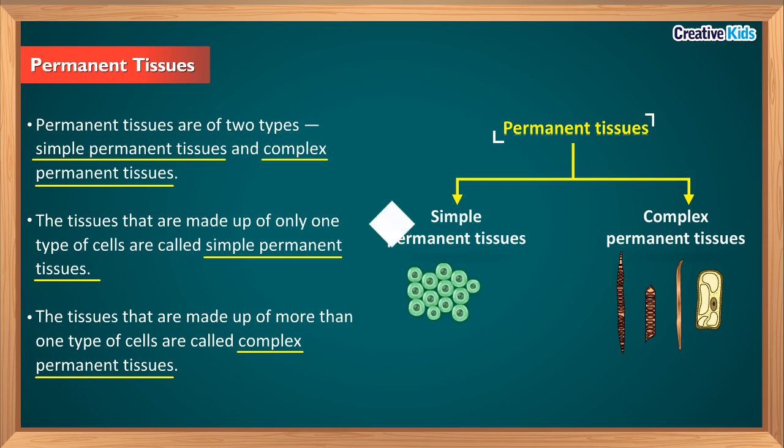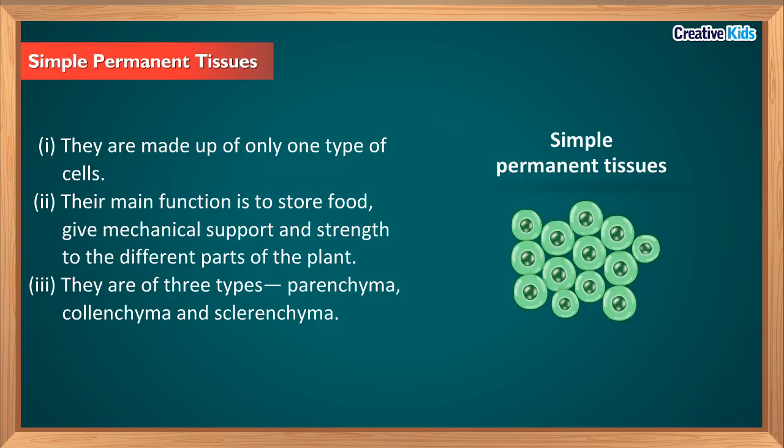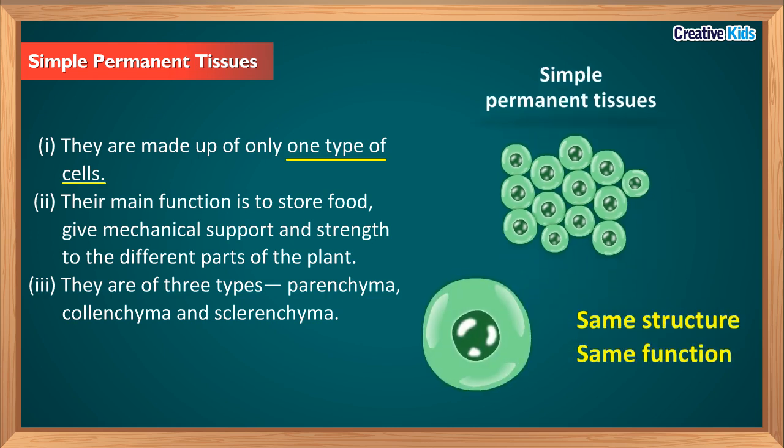Now let's discuss simple permanent tissues in detail. We discussed that simple permanent tissues are made up of one type of cells. Now what do we mean by one type of cells? One type of cells, or single type of cells, means that the structure and function of cells are the same. And what is the function of simple permanent tissue? The function of simple permanent tissue is to store food and give support and strength to the plant.